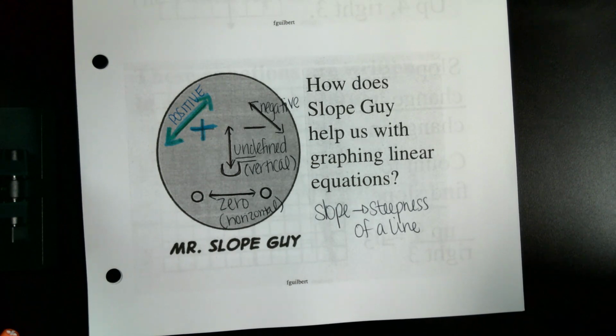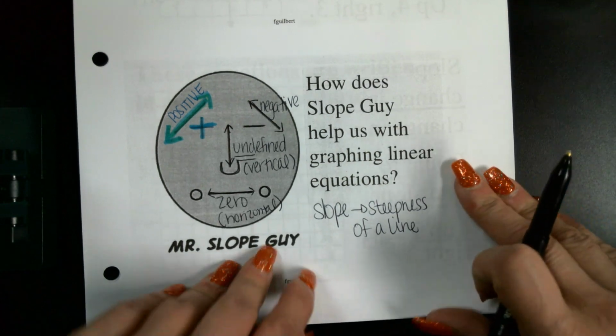So those are your 4 different types of slope: positive, negative, 0, and undefined. Okay? When you guys are ready, turn that page over, please. We're going to actually find some slope next.